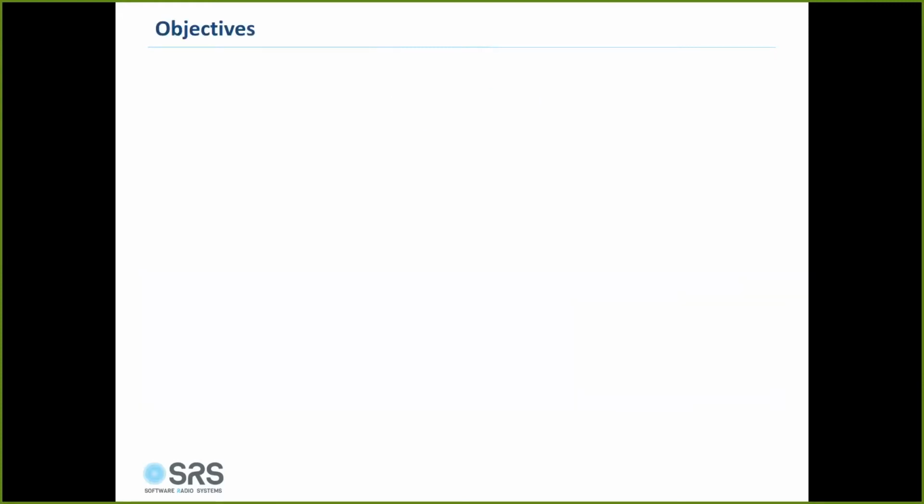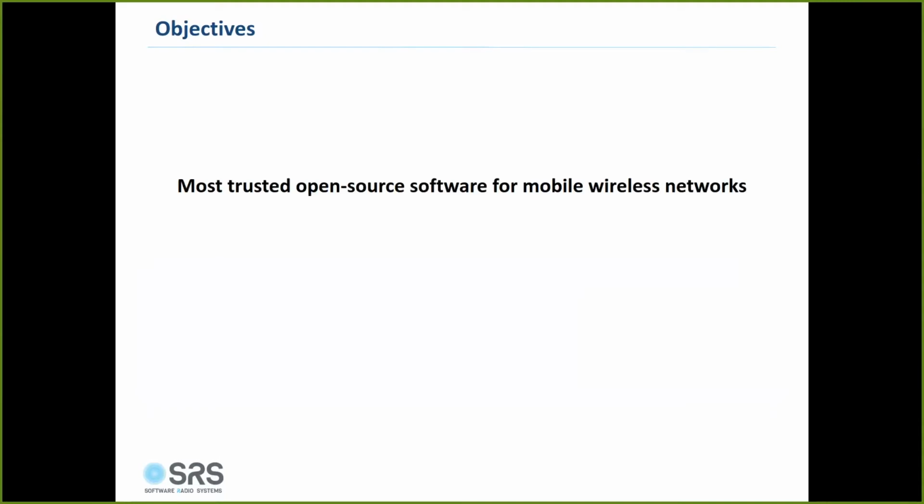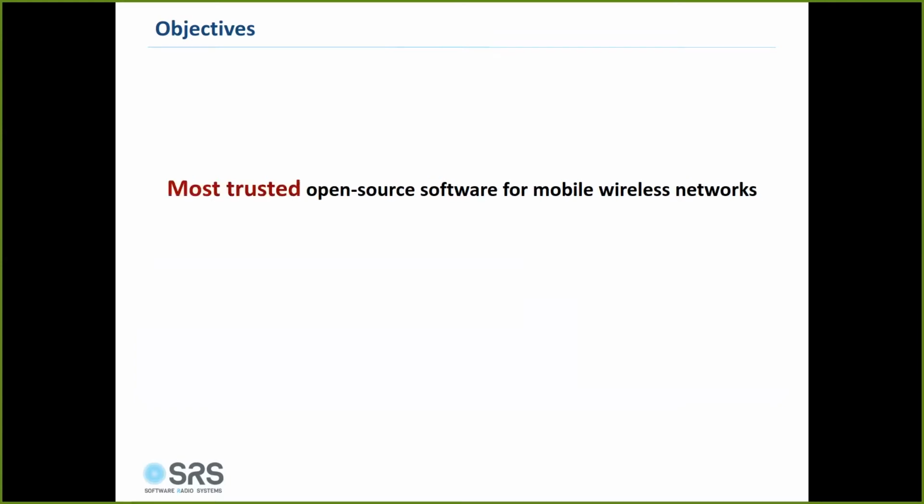So what are the objectives of the project? What is it we're trying to achieve? And we define our mission as providing the most trusted open source software for mobile wireless networks. And what I mean by that when I say most trusted, it's twofold. We intend to be stable and reliable, real world deployable, but also transparent and auditable from the fact that we're open source. So users have complete visibility into the software that they're running on their systems.